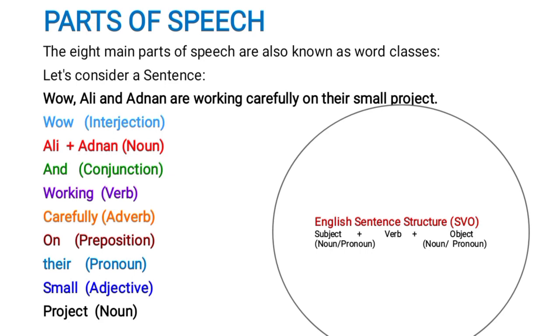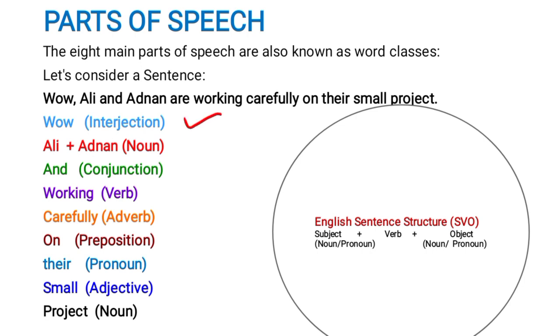Parts of speech. The 8 main parts of speech are also known as word classes. Let's consider a sentence, and how we can use the different parts of speech in a sentence. Wow, Ali and Adnan are working carefully on their small project. This is a complete sentence. Let's analyze this sentence by breaking it down into different parts of speech.